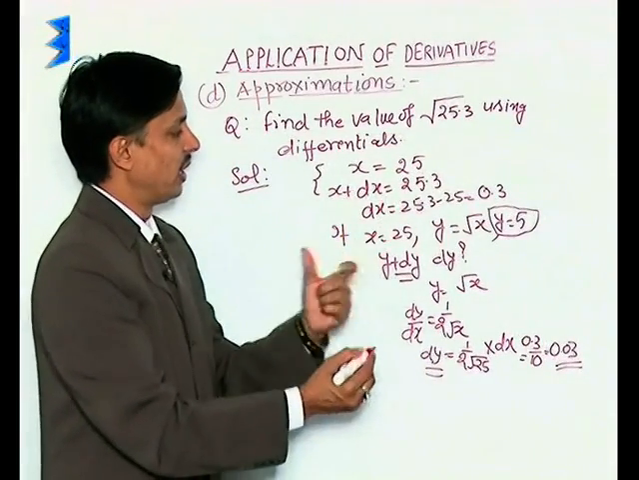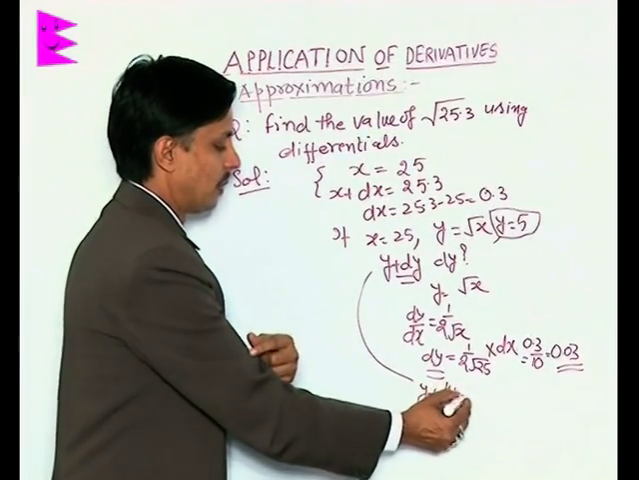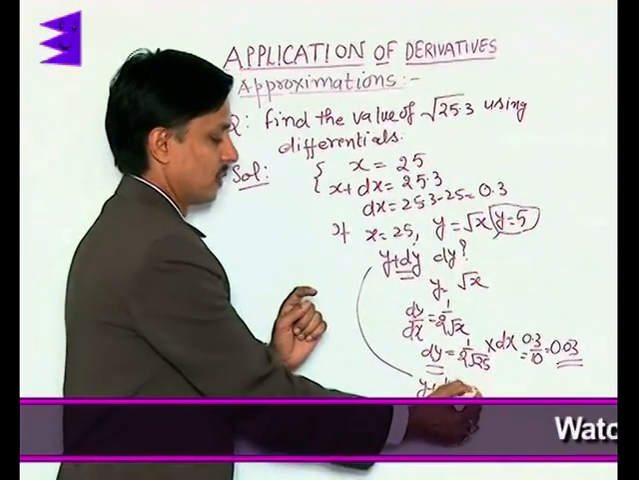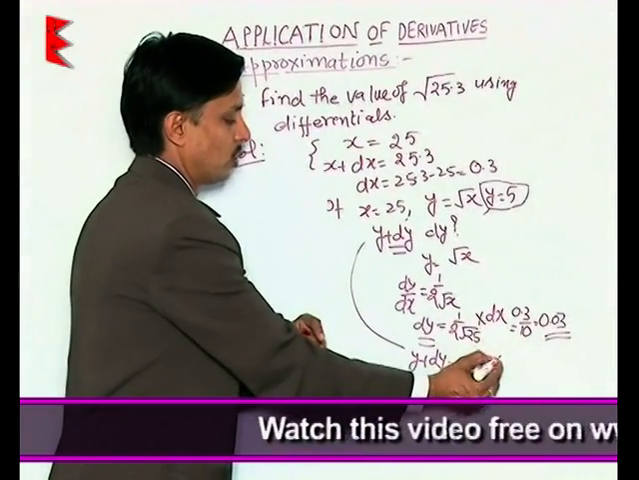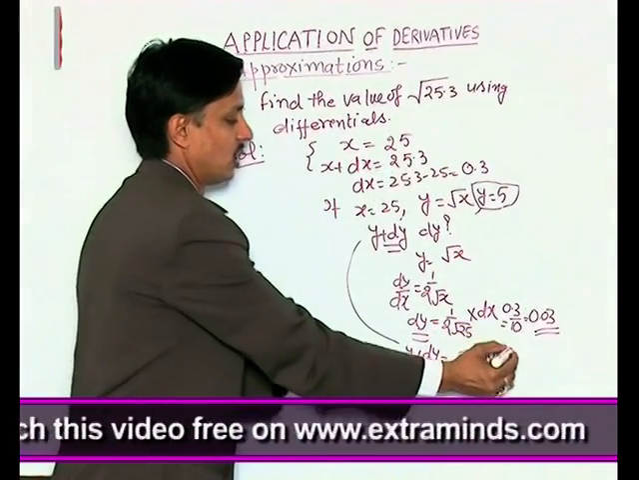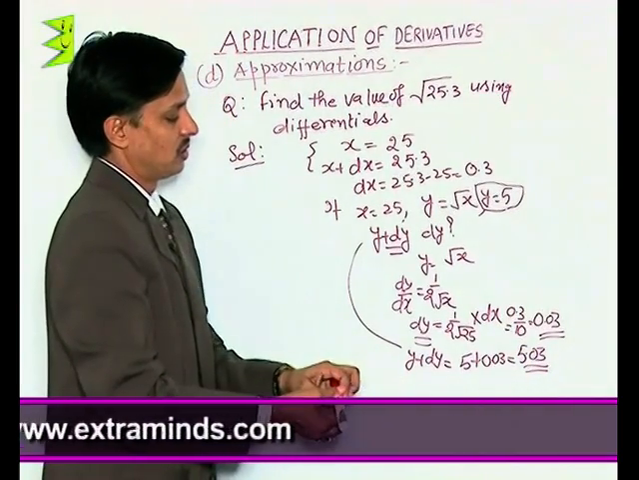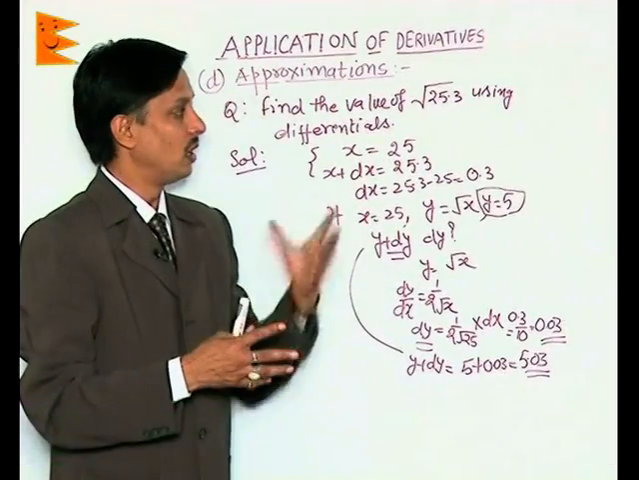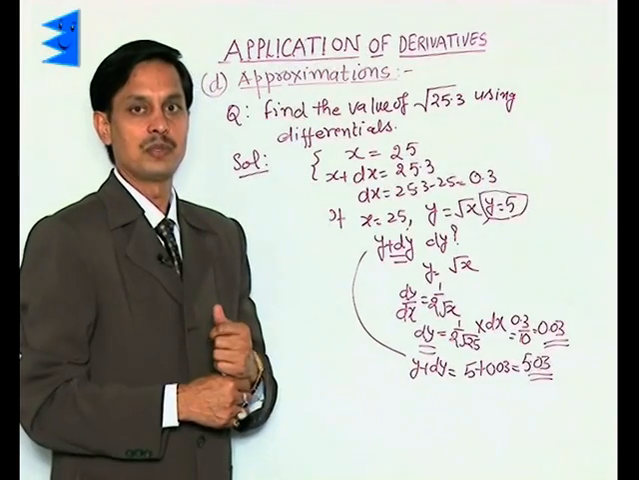We want to find the net answer y plus dy. So, the answer of y plus dy becomes the answer of y in the initial situation when x is 25, which is 5, plus the answer of dy obtained by using the differentials, which is 0.03. So, y plus dy, or net the square root of 25.3, is 5.03. This is the answer. So, we can use differentials for finding approximations in problems.